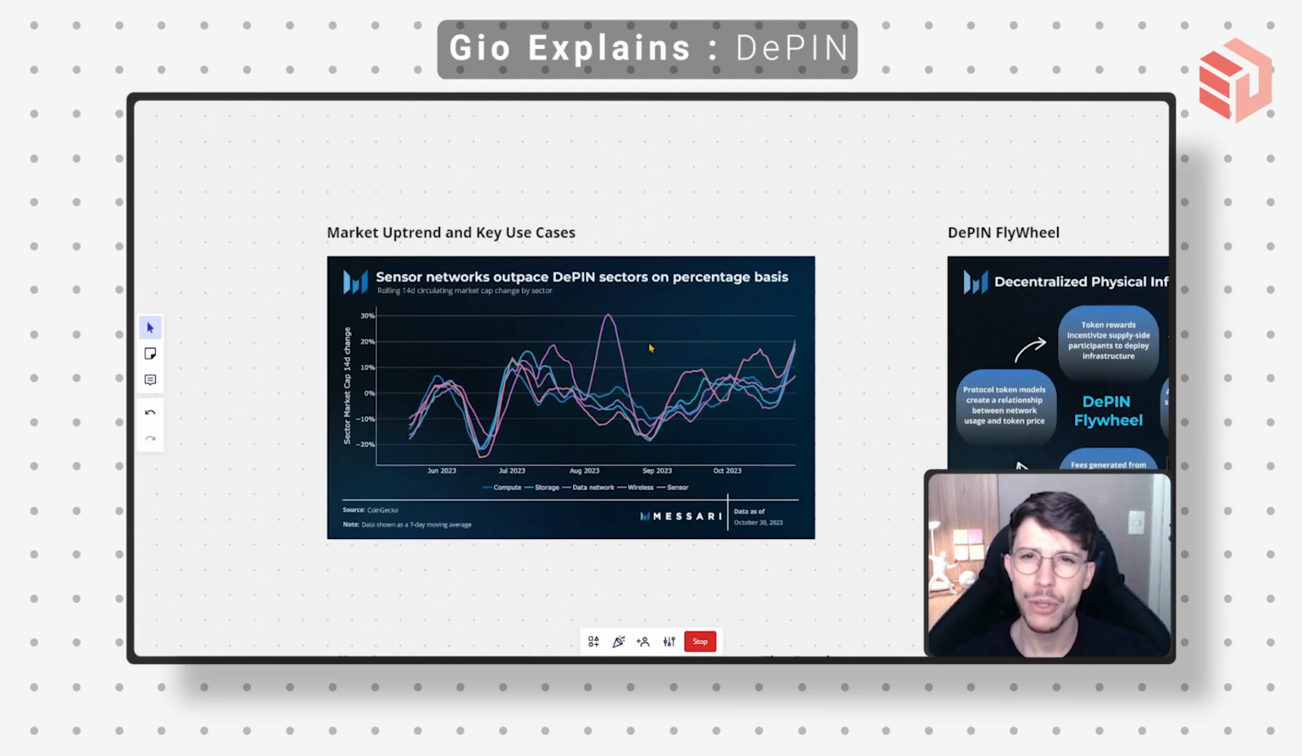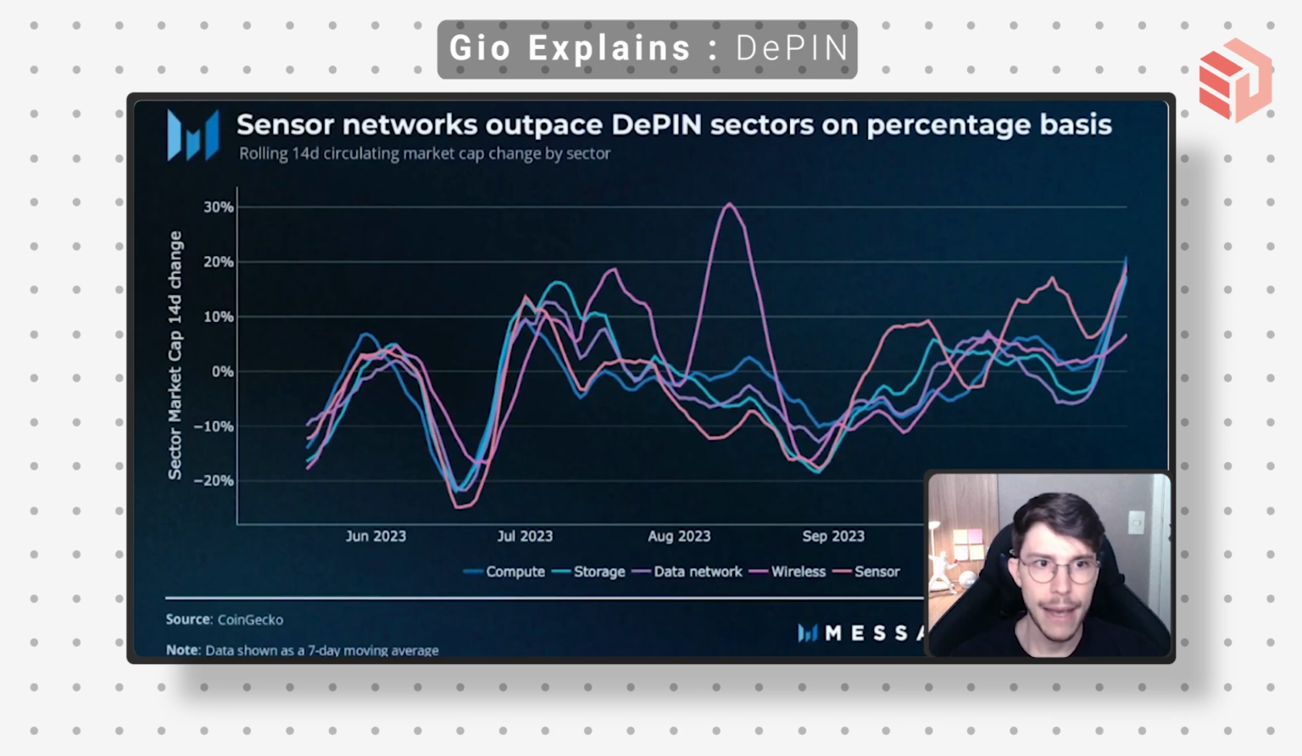And when we look into the market trends, we see that there are mainly 5 sectors that have been gaining a lot of traction: compute, storage, data network, wireless, and sensor, right? And if we look since June of this year, 2023, we had a market cap change of negative 10%, right? But if we fast forward to the recent months or the recent weeks, we see that all of these are at 20% positive returns. And this average increase that we can see here gradually can really show the interest in this type of service that is happening right now, right?